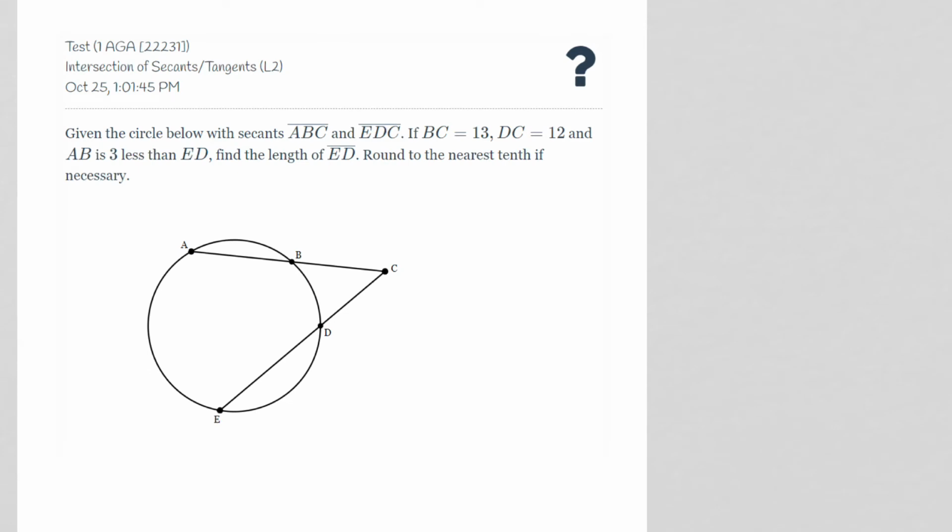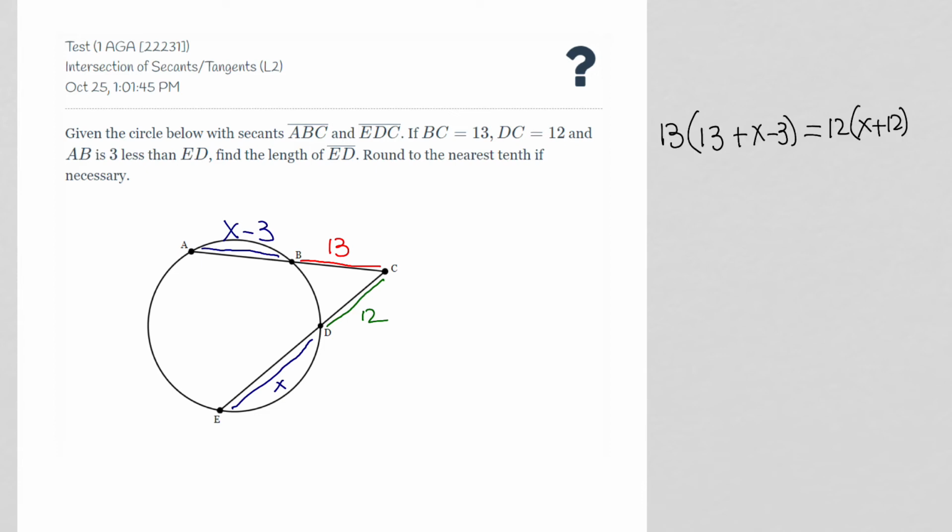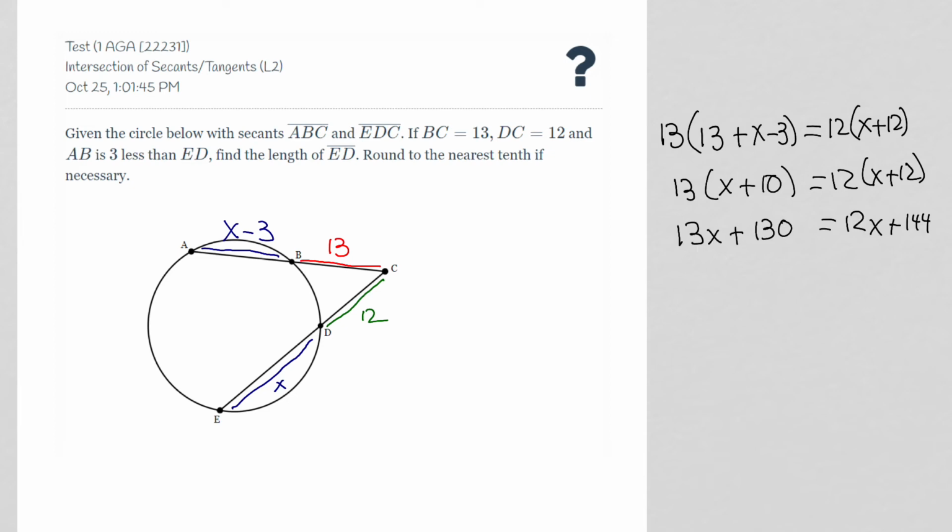Intersection of secants and tangents, level 2. First, label all parts. BC is 13, DC is 12, AB is going to be 3 less than the length of ED. If ED is some length x, then AB is going to be 3 less than that length. Then we set up the equation. Once we set it up, we would simplify. Next, I will invoke the distributive property. So 13 times x, 13 times 10, 12 times x, 12 times 12.